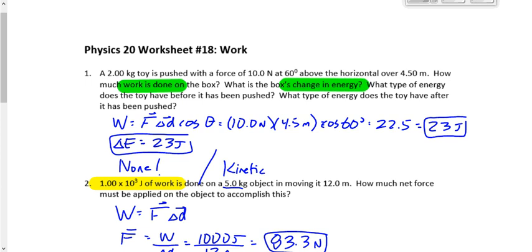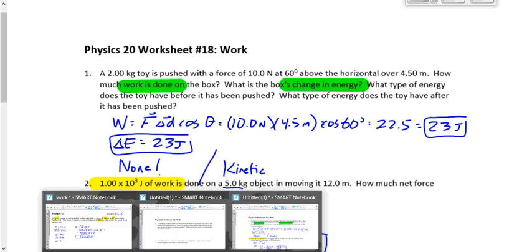The point that I want to make is that you could get a question on a test that asks you for the work done. You could get a question on a test that asks you for the change in energy. You probably won't get both, but you need to recognize that you do exactly the same thing to get change in energy as you do to get work. It's the exact same question. Okay, let's do one more example on this stuff here.